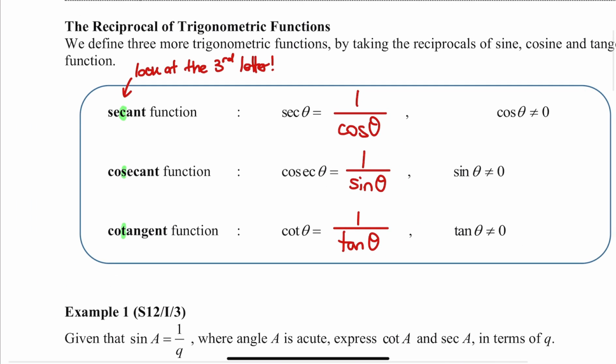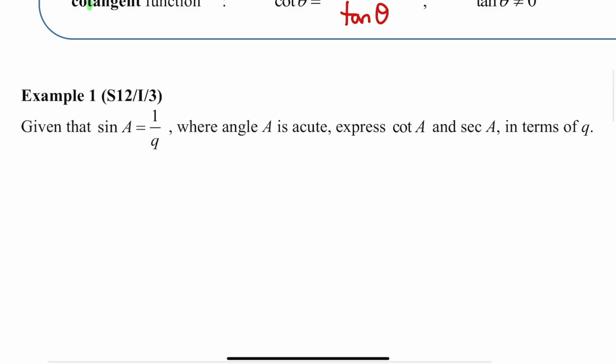Alright, so now let's look at questions that involve reciprocal functions. Let's look at example 1. Given that sine A is 1 over Q and angle A is acute, meaning that it lies in the first quadrant, express cotangent A and secant A.